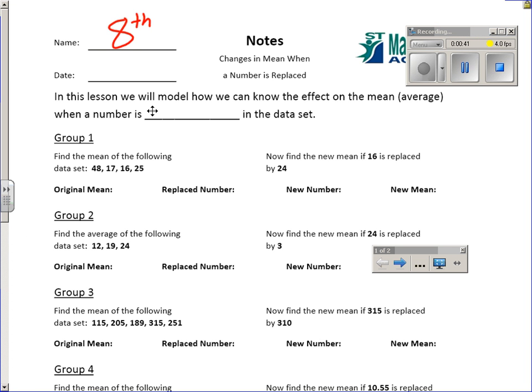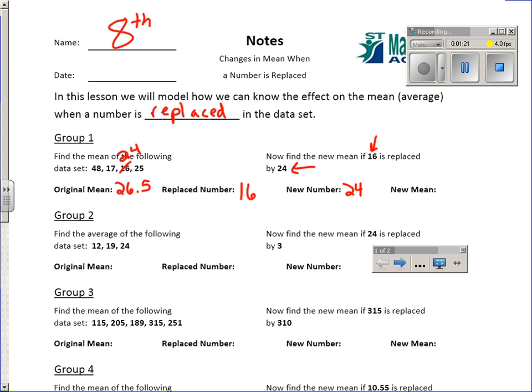So this right here is talking about when numbers are replaced in the data set. For example, we have these four numbers. Their mean, or average, so you add them up and divide by 4, is 26.5. The number we replace is 16, you can see that right here. The new number that replaces 16 is 24. So I cross out 16 and in its place I write 24.